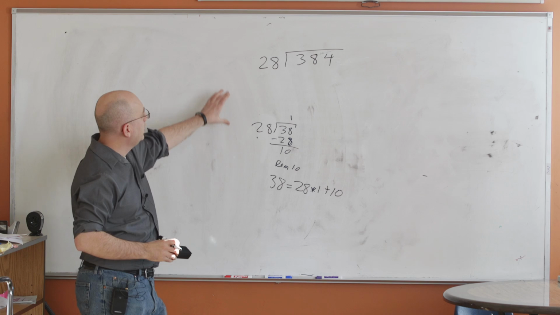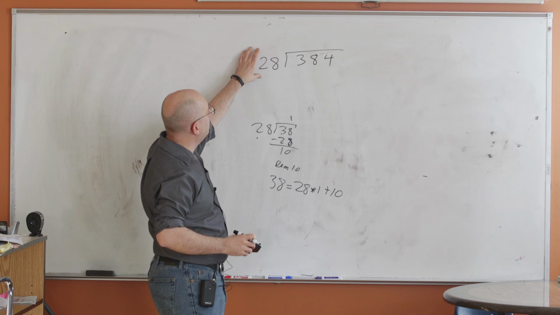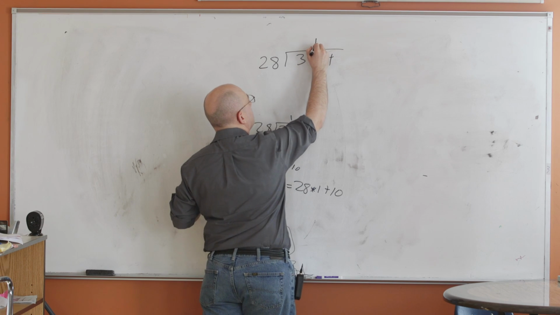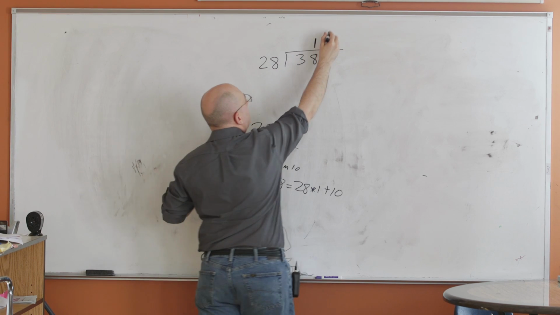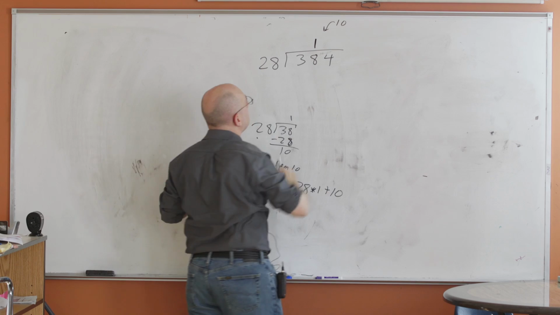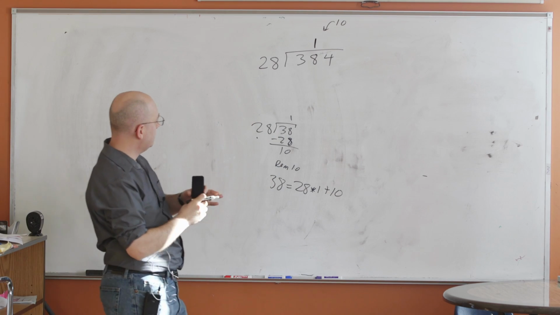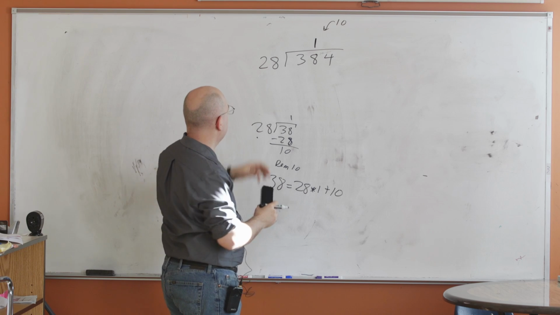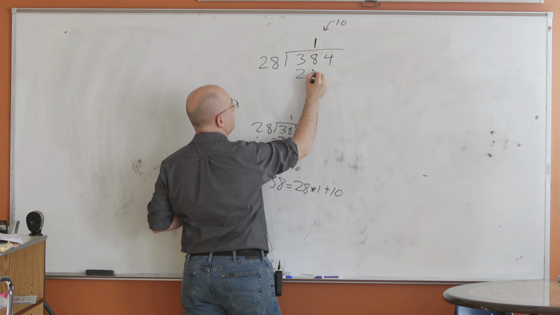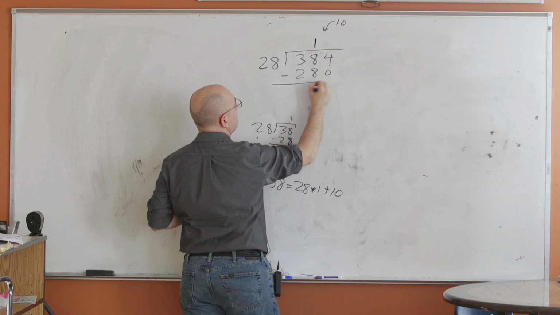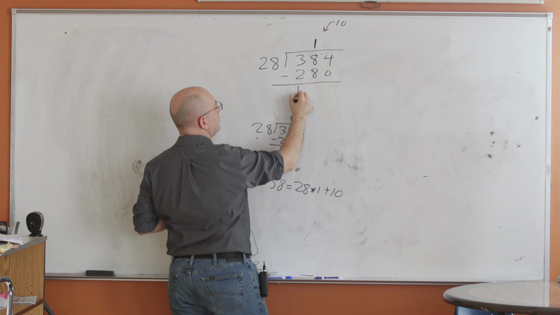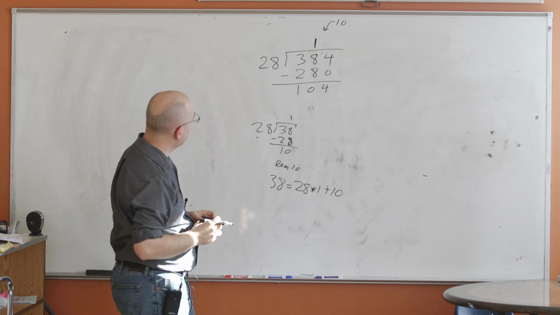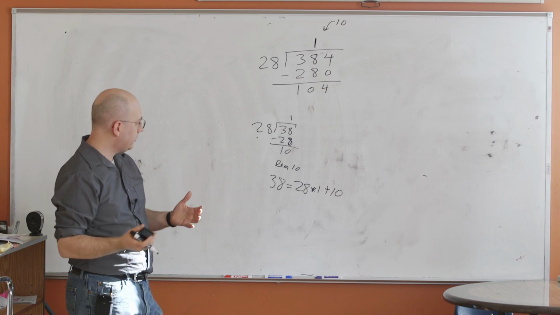So that's that problem. Now when you translate up to here, it's essentially the same thing, except when we write that 1, it's kind of like a 10, right? That's what that positioning means. It's over the tens. And so 10 times 28 is 280. You subtract that, and you have 104 remaining.